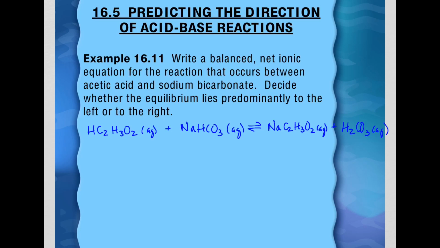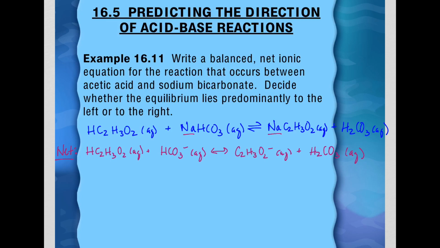and we would get aqueous carbonic acid. Now, it's asking for the net ionic equation, so the most important thing to note here is that this sodium ion is going to be irrelevant. So when that cancels out, our net ionic equation would be this: acetic acid and just the bicarbonate ion, yielding the acetate ion, and still our H2CO3.